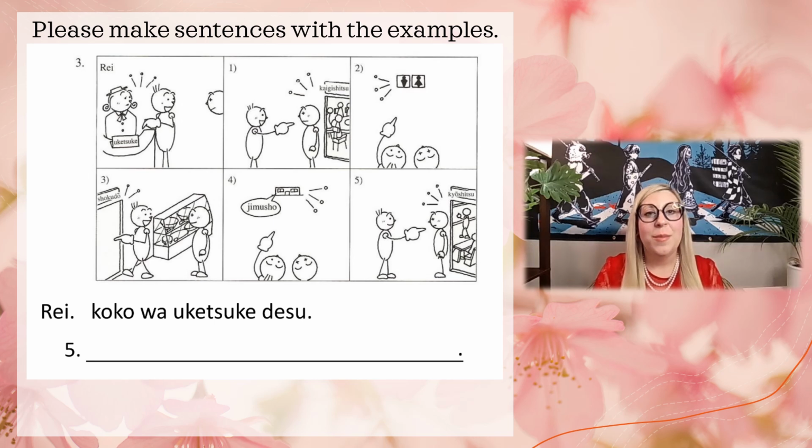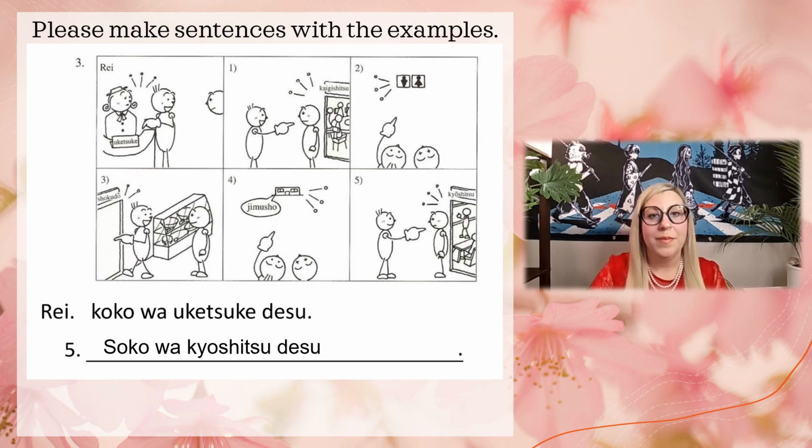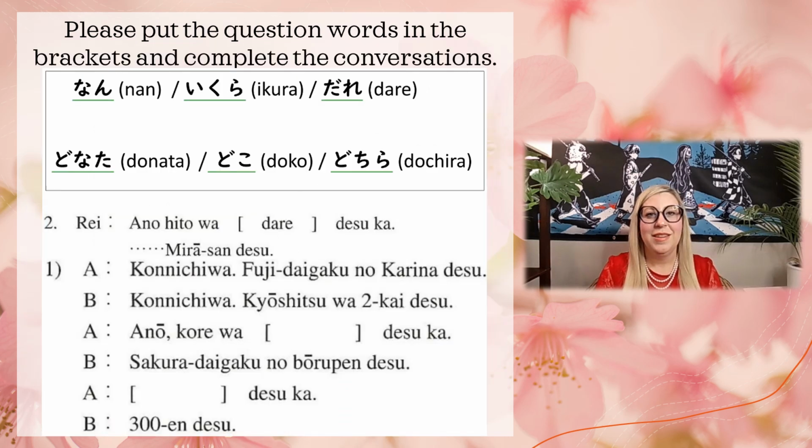So for question number 5, we see the speaker is pointing just behind the listener, and the listener is standing in front of the kyoshitsu. The kyoshitsu is the classroom. So this sentence, because the kyoshitsu is close to the listener, is soko wa kyoshitsu desu, which is the classroom is right there.